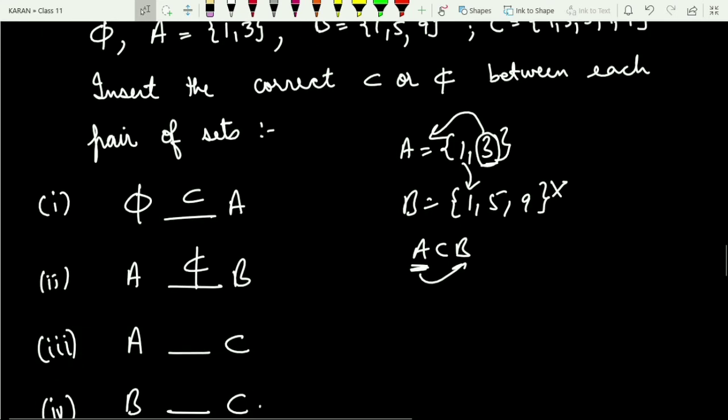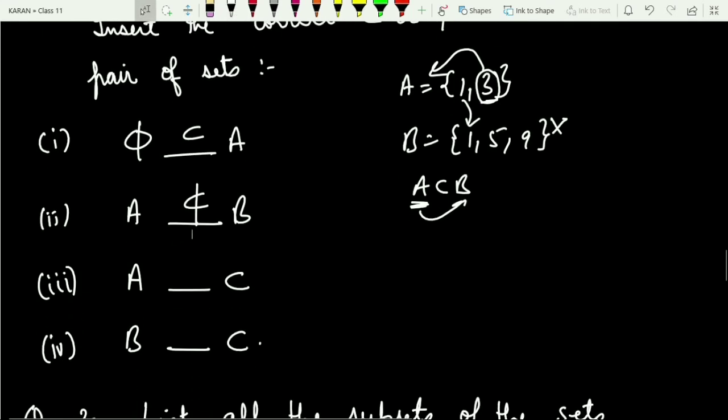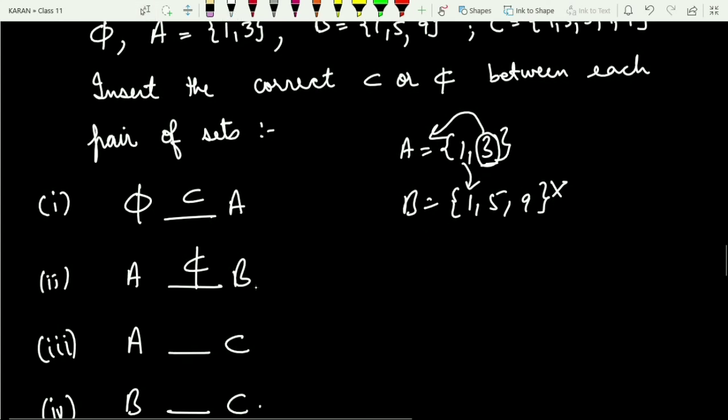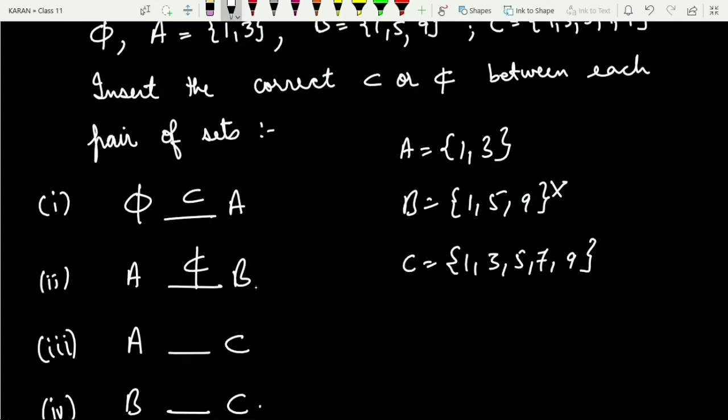So moving on to the third one, that is A and C. So what is my C? C is {1, 3, 5, 7, 9}. So let me write C here. So now can I say A is contained in C? If this is true, it means every member of A should be a member of C. So that is true, because 1 is a member of A, which is also a member of C. 3 is a member of A, which is also a member of C. So in this case, I will say that A is contained in C.